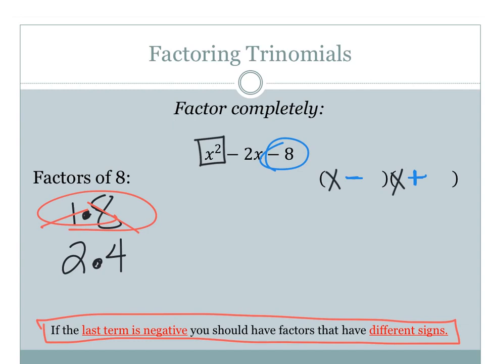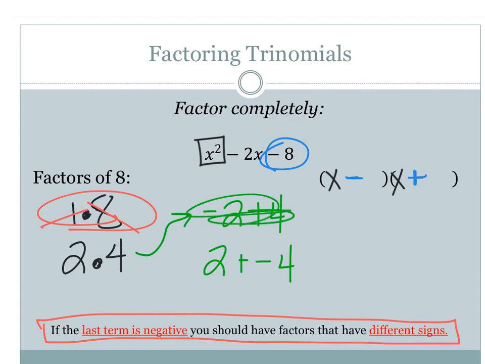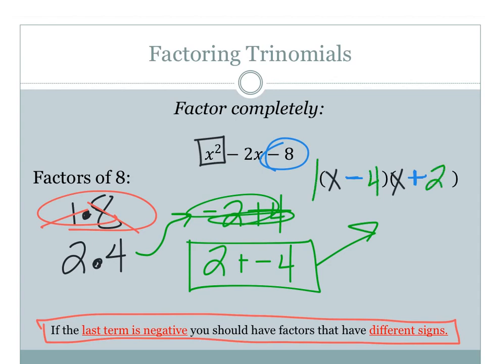So let's look at the different possibilities with this 4 times 2. I know already that one of them has to be positive and one of them has to be negative. So if I do negative 2 plus 4 and 2 plus negative 4, which one of these gives me a negative 2? Okay, it's not going to be the top one. It's going to be this one right here. So those are the numbers that we're going to write into our parentheses, our x minus 4 and positive 2. That's our final answer.